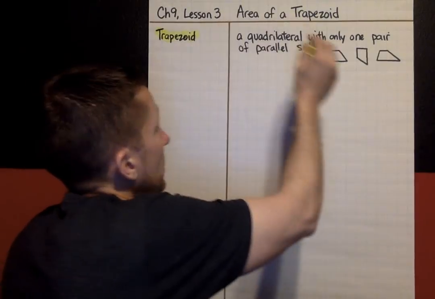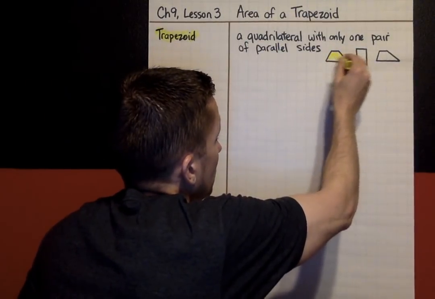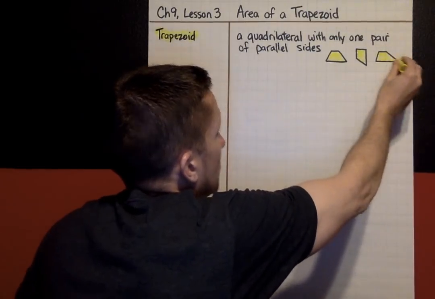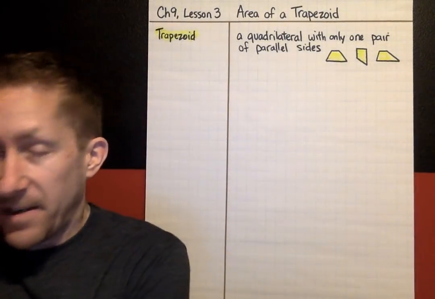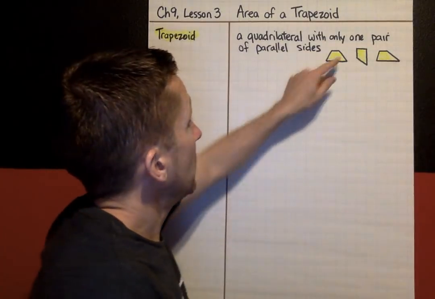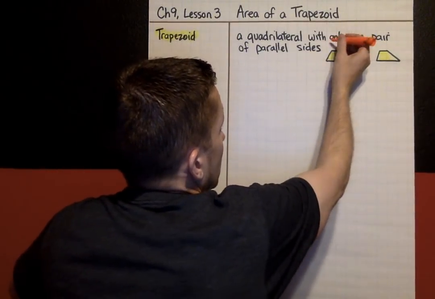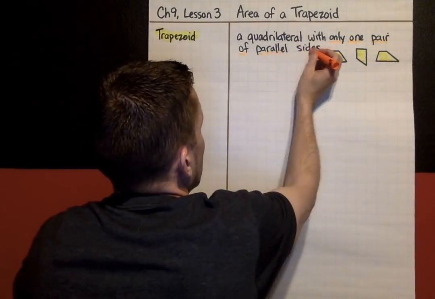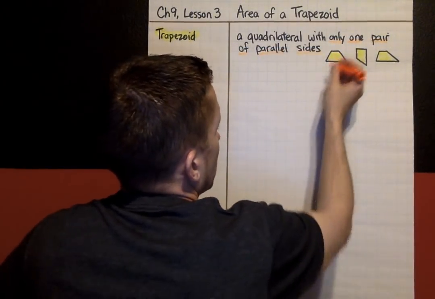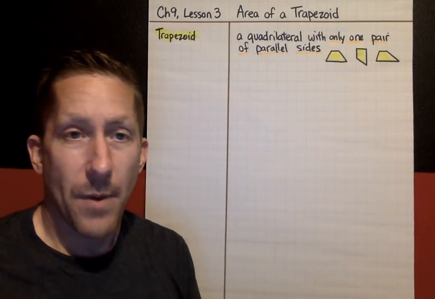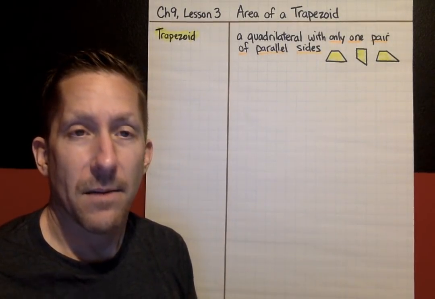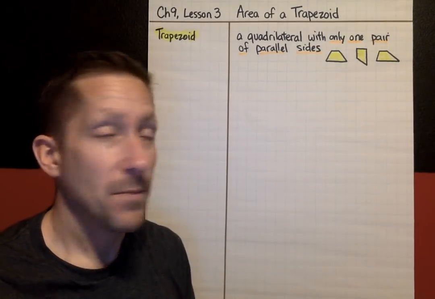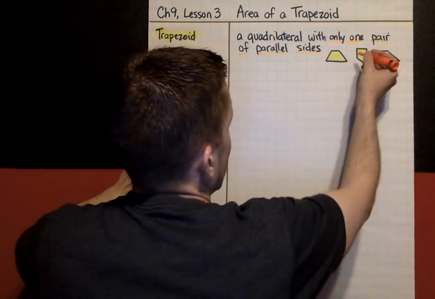First of all, trapezoid. These are all trapezoids. They're examples of trapezoids. And the key part in this definition is this. Only one pair of parallel sides. Okay, so that means a polygon has two pairs of opposite sides parallel. A quadrilateral only has one.